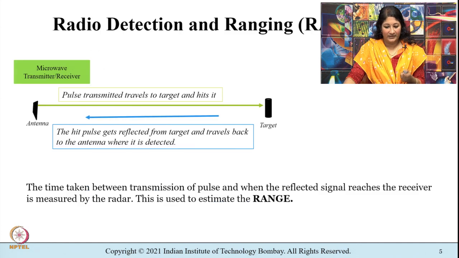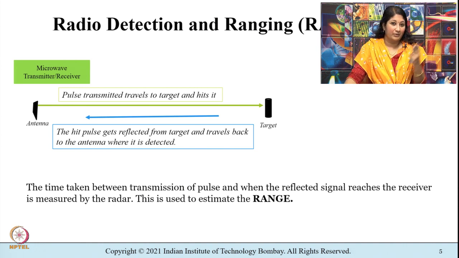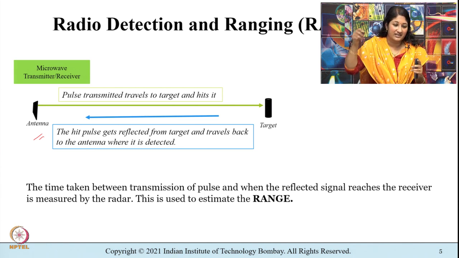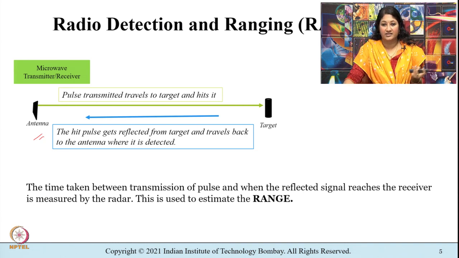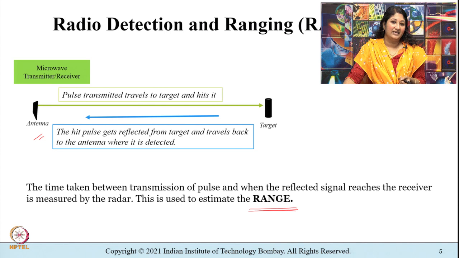Okay. So once again, when I say radar, I am referring to radio detection and ranging. And shown here is the microwave transmitter and receiver, but I have shown just a single antenna, isn't it? Conceptually, the pulse that is transmitted from the transmitter travels at the speed of light, hits the target, gets reflected from the target and travels back all the way to the antenna where it is detected. Then the time taken between the transmission of the pulse and when the reflected signal reaches the receiver is measured by a radar, which gives the range distance, okay. And the final objective here is to detect as well as quantify the radiation that is arriving at the detector.